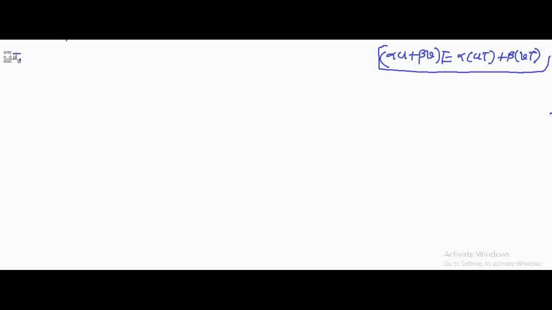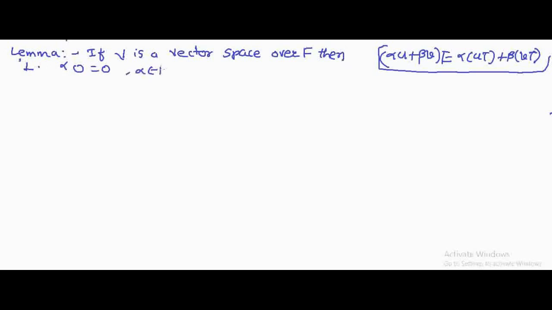Let me write the statement of the lemma. Lemma: if V is a vector space over F, then first one, alpha into 0 equal to 0 for alpha belongs to F. Second is 0 into V equal to 0, for alpha belongs to F. Third one is minus alpha into V equal to minus alpha V for alpha belongs to F and V belongs to capital V.